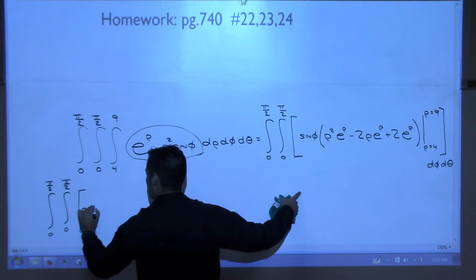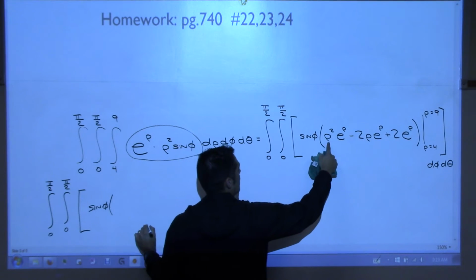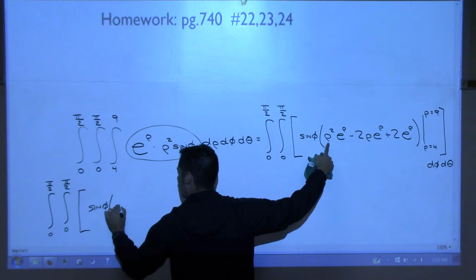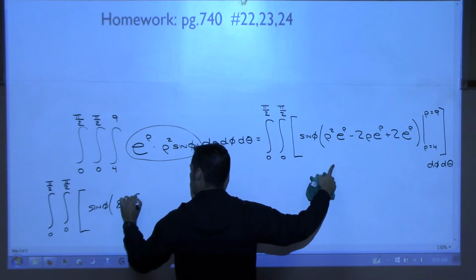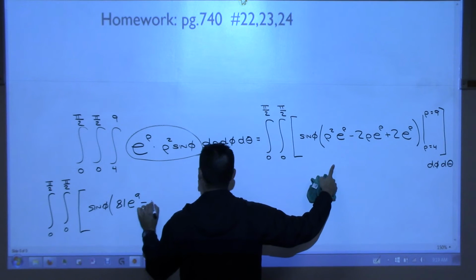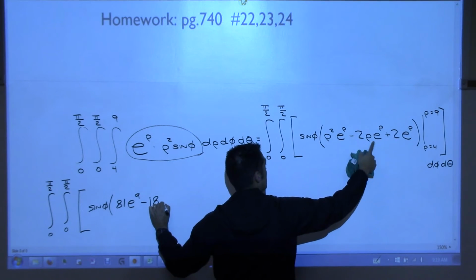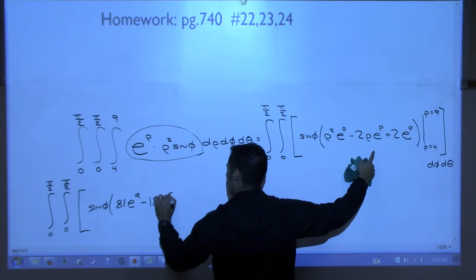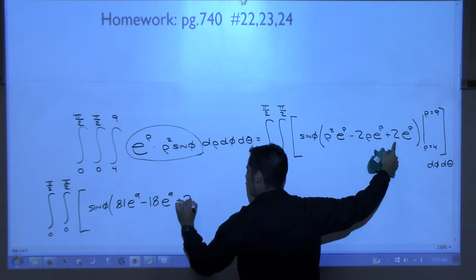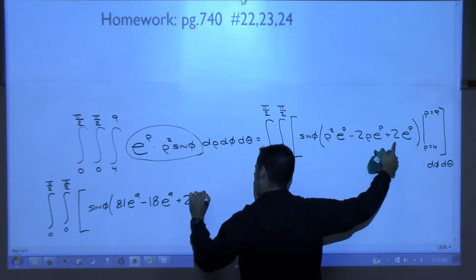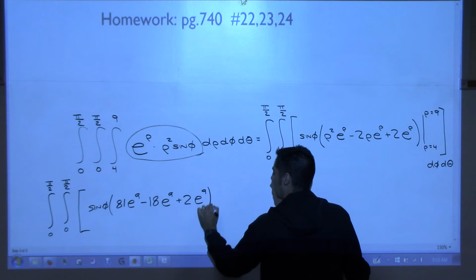I'm going to have sine phi times, all right, 9 squared is 81, rho, e to the rho, but rho's 9, so e to the 9th, minus, let's see, 2 times 9, 18, e to the 9th again, and then plus 2e to the 9th there. That's what I get when I plug in 9.